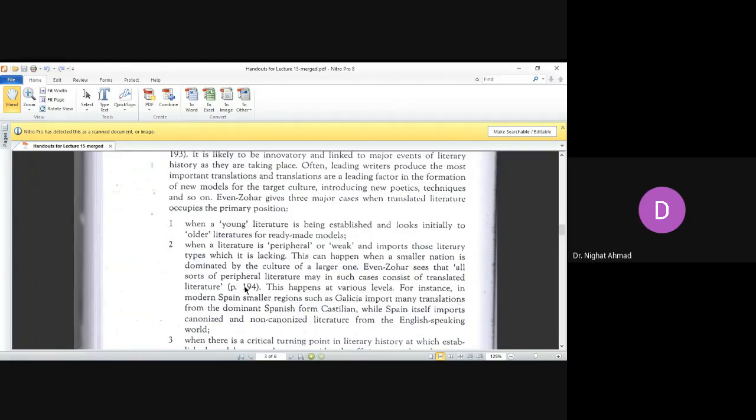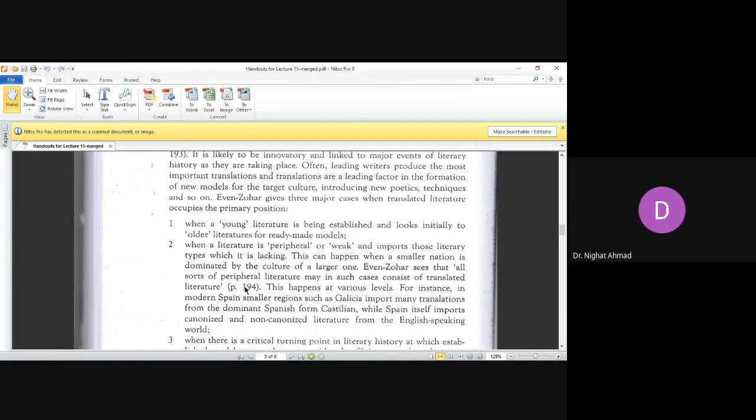And even Zohar says that all sorts of peripheral literature may consist of, और as a result जितने peripheral literature थे coming from these third world countries, उनको they were considered as translated literature. So this happens at various levels. For instance, in modern Spain, smaller regions such as Galicia import many translations from the dominant one, and it was considered that countries in the periphery, like third world countries, always have this literature which was imported to them, which is either translated or which is coming from the imperial center.